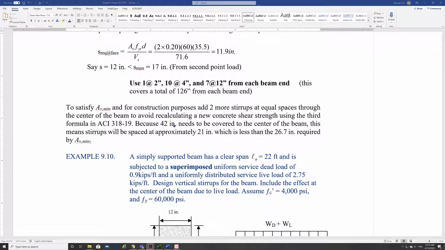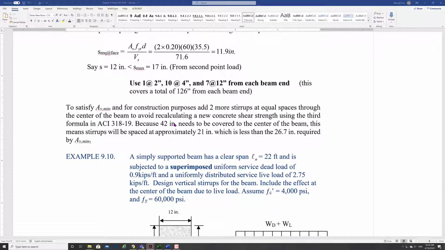That's because we got 3.5 feet left. That is 42 inches, right? So we're putting those at 21. You would put 2, and 21 is less than the 26. So we're good. We satisfied AB minimum. Okay. So that's this example right here where we apply the load on the bottom. So the only difference is that you don't use the distance D for your calculations.